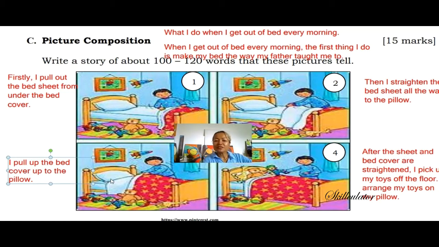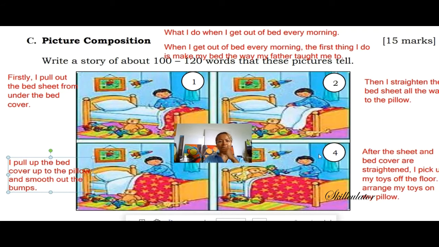So I pull up the bed cover up to the pillow, and smooth out the lumps. Okay, you can put that. Lumps or bumps, I don't know what you'd like to put down, the bumps. And then number 4 is, after the sheet and bed cover are straightened, I pick up the toys off the floor, because you see the toys are on the floor here. I arrange my toys on my pillow.